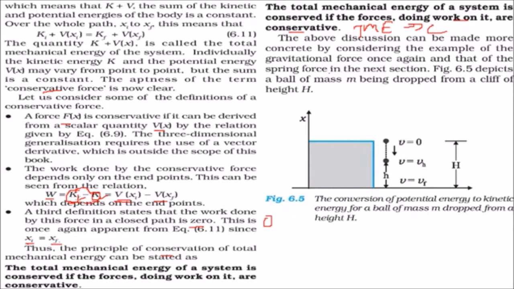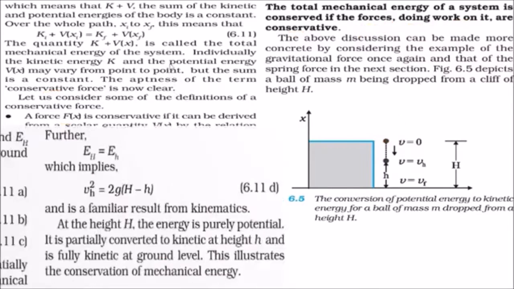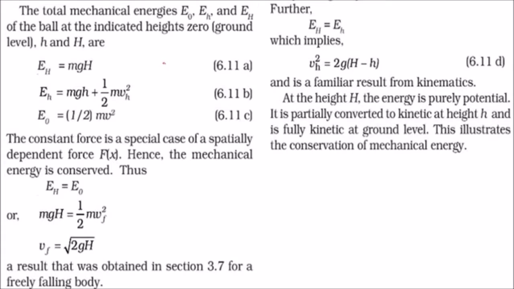We can take some example of a spring force. You are pressing it, it is coming back again like this. So we have this conversion of potential energy to kinetic energy of a body. If you have a mass dropped from a height, at this point it has the total energy as, let me tell you here. So these are the three positions. This is the highest position.